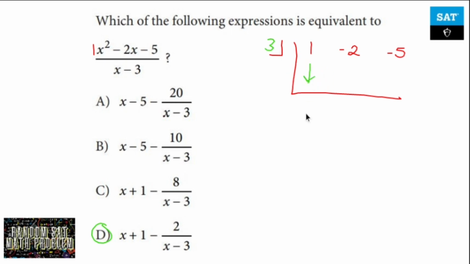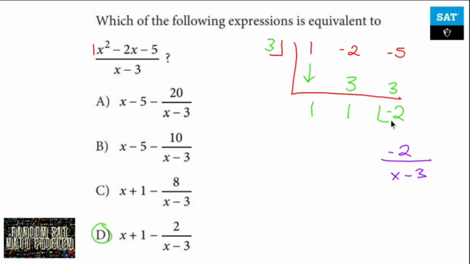Step number 1 is always drop down the 1. 3 times 1 is 3. Put it right there. Add these guys. Negative 2 plus 3 is 1. 3 times 1 is 3. Drop down the negative 2. Now, what does a remainder of negative 2 mean? Well, the remainder of negative 2 is going to live in the numerator, and in the denominator is going to be your original factor, just like last time.